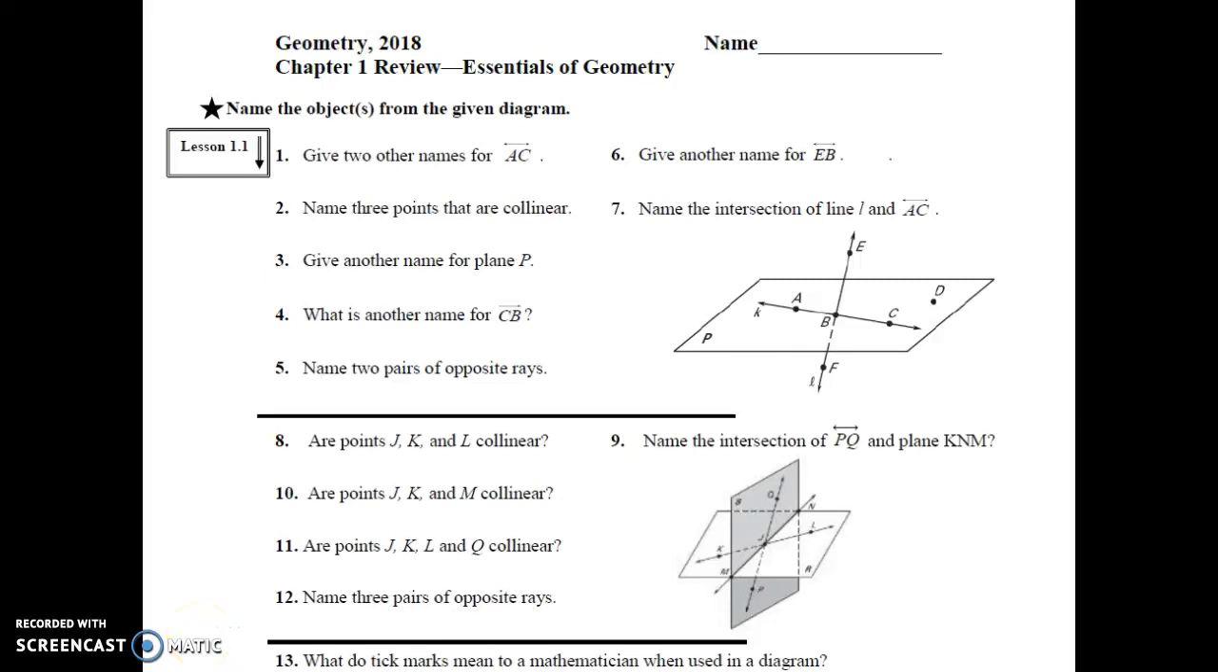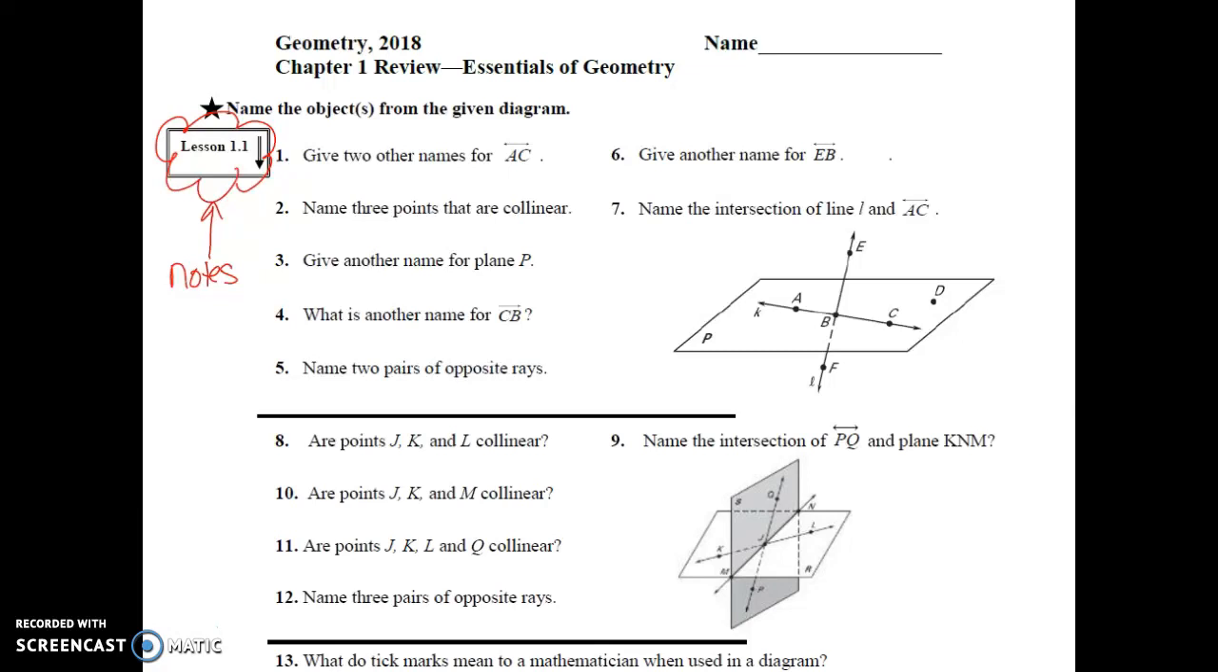All right, we're going to talk about the chapter review for our first test, Chapter 1, Essentials of Geometry. A couple things I want to point out in the review. Periodically throughout the worksheet, it tells you where to look in your notes. Your notes should be your primary resource when you're studying for this test. But I want to point out a few things that hopefully will help you.